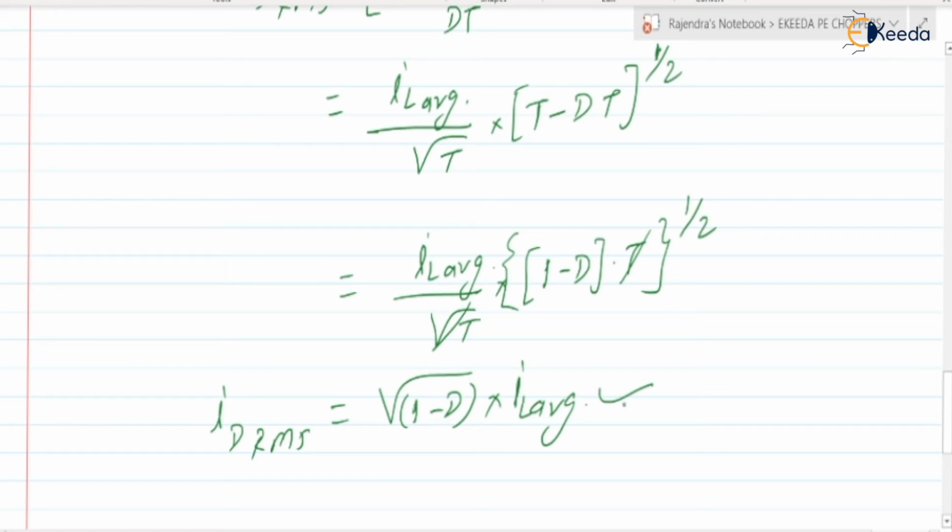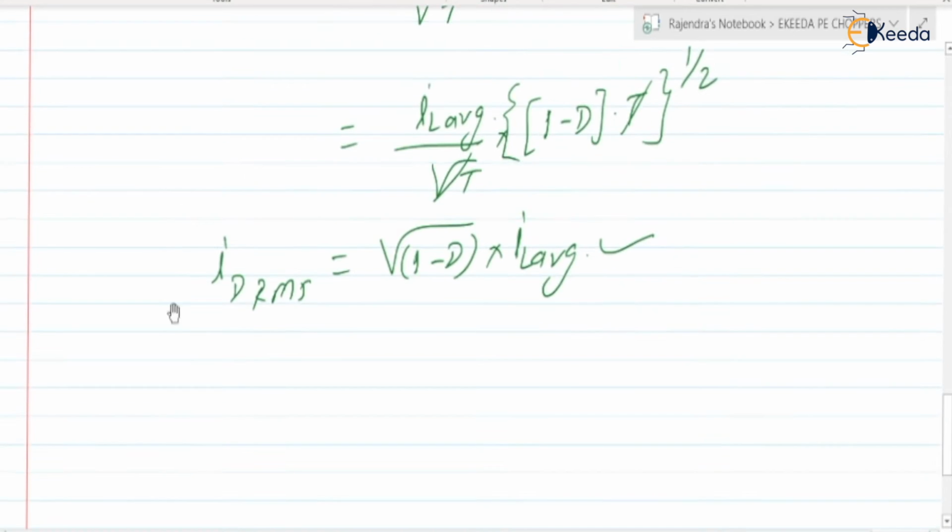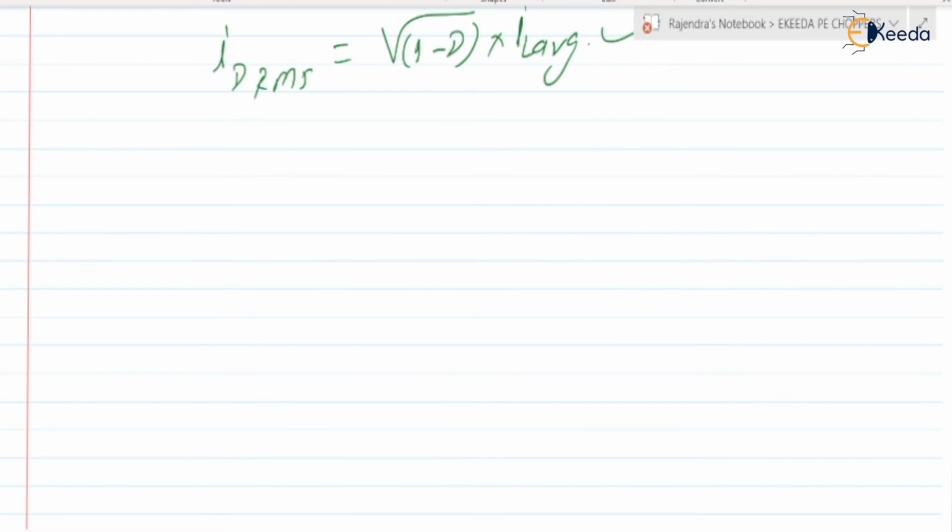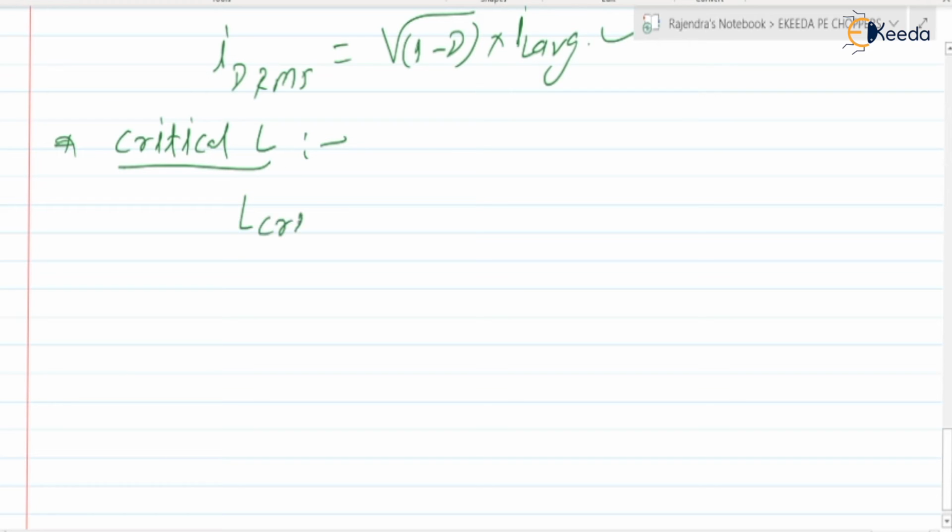Next, we are going to derive L critical and C critical, the critical value of inductor and the critical value of capacitor. So critical inductor, that is L critical. For finding the L critical, L critical means what? The inductor current is just continuous.